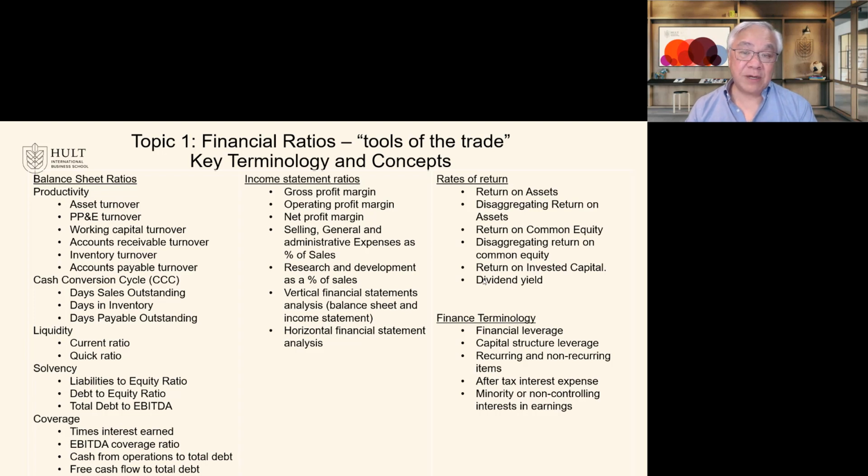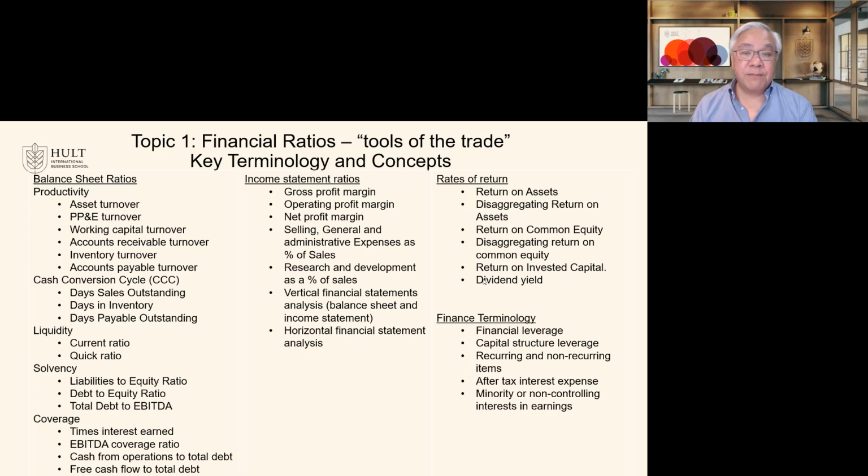Next group is on liquidity. And this answers the basic question of, do I have money to pay my bills? The two we looked at here were the current ratio and the quick ratio. Next category is solvency. And this answers the question of, am I financed properly? Do I have too much debt? Do I have not enough debt? And the ratios in this group include liabilities to equity ratio, the debt to equity ratio, and the total debt to EBITDA. The last in this group is coverage ratio, and these are times interest earned, EBITDA coverage ratio, cash from operations to total debt, and free cash flow to total debt.